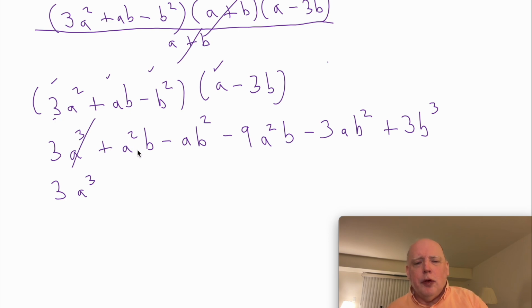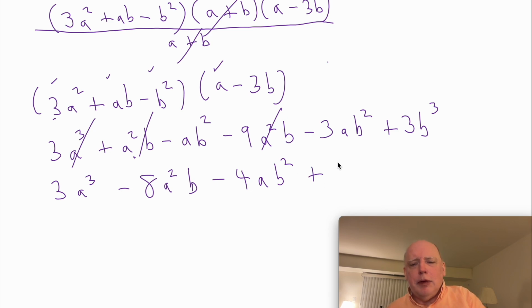And let's see, a squared b, we have a 1 minus a 9. So that's a minus 8. ab squared, so we have a negative 1 and a negative 3. So that's a negative 4. And then finally, plus 3b cubed. And that's our answer for that one.